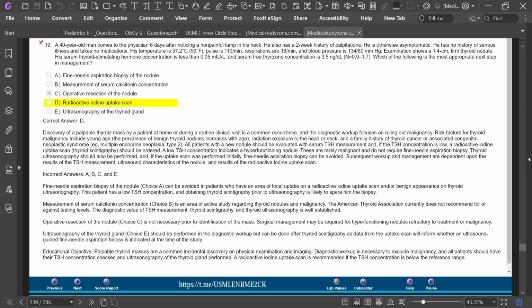All patients with a new nodule should be evaluated with a serum TSH measurement, and if the TSH concentration is low, a radioiodine uptake scan like thyroid scintigraphy should be ordered. If the uptake scan is performed initially, fine needle aspiration biopsy can be avoided.